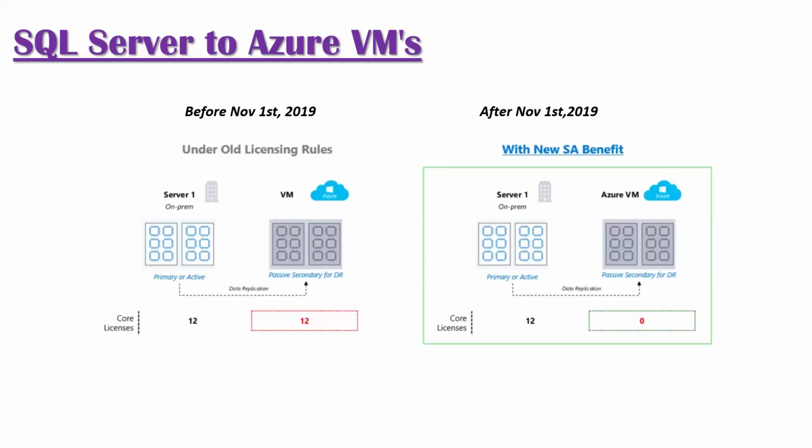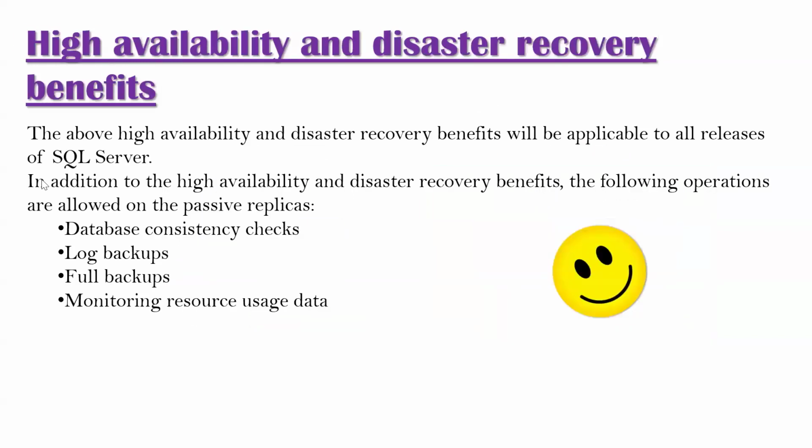And with this new software assurance benefit, we can take backups and all from the DR side, right? Yes, sir. That is in addition to the high availability and disaster recovery benefits. The following operations are also allowed on the passive replica: log backup, full backup, and monitoring resources.